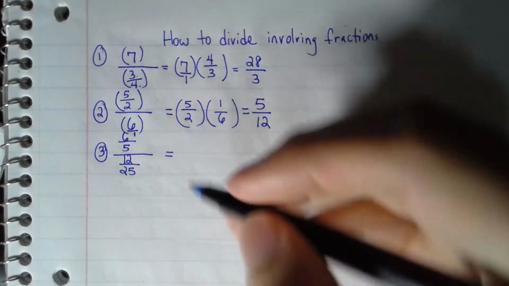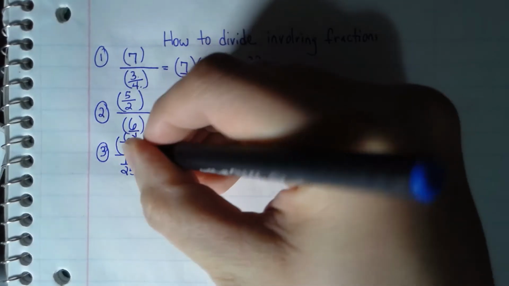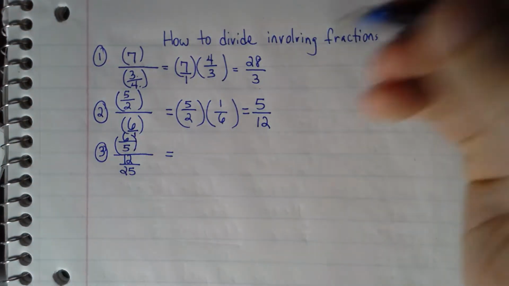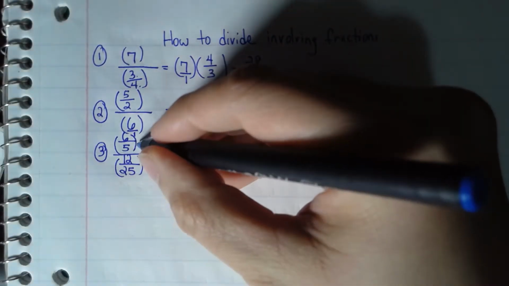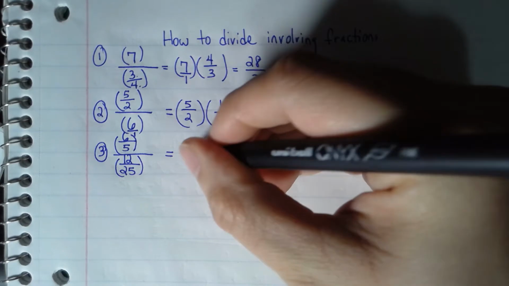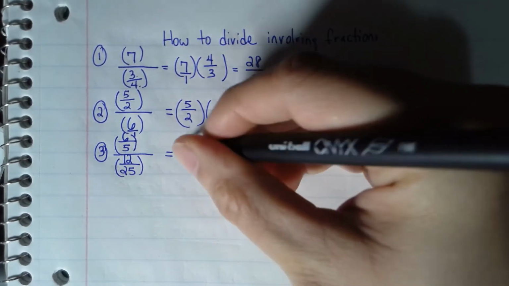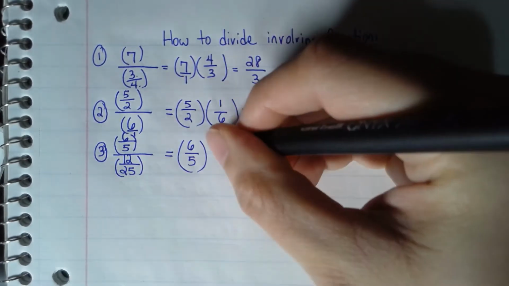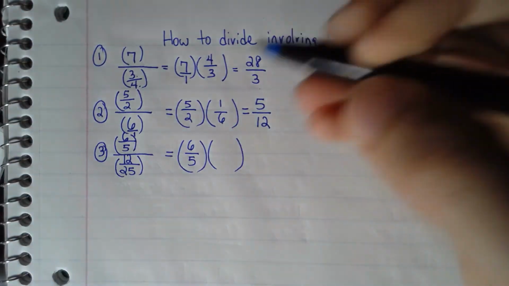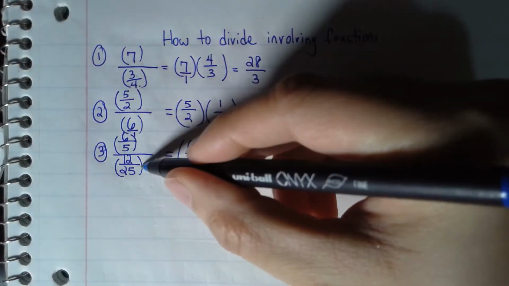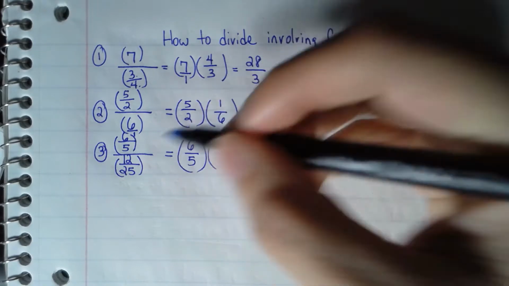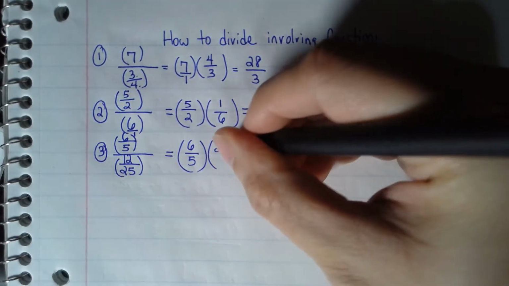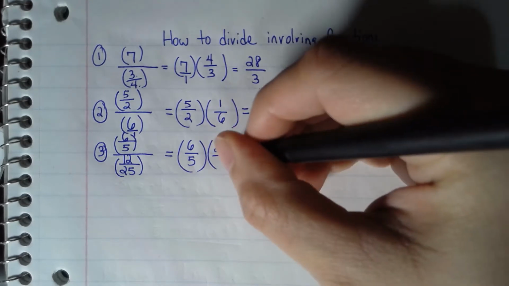On problem 3, we have 6/5, a fraction, divided by another fraction of 12/25. Once again, repeat the process. We copy the numerator, which is 6/5. Instead of dividing, we are going to multiply, but once again, we're not going to multiply with the exact same denominator here. We're going to have to do the reciprocal and flip that, which is 25/12.